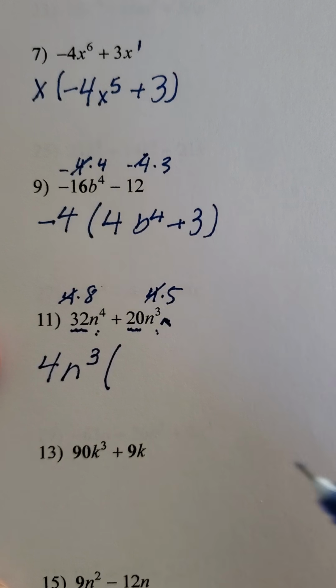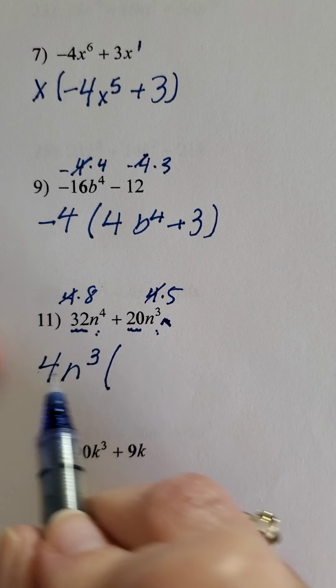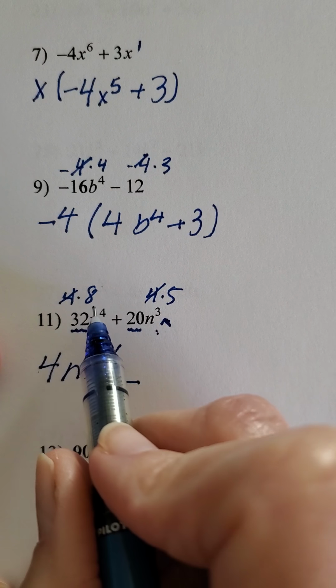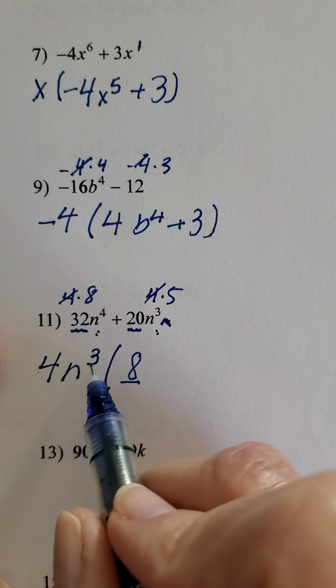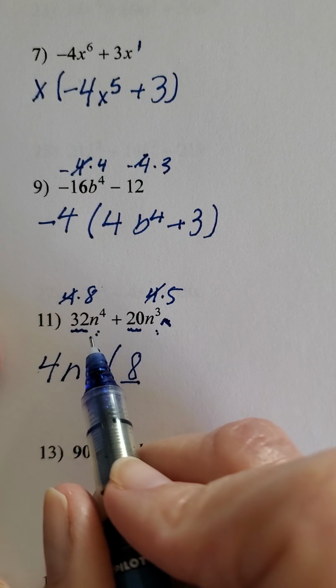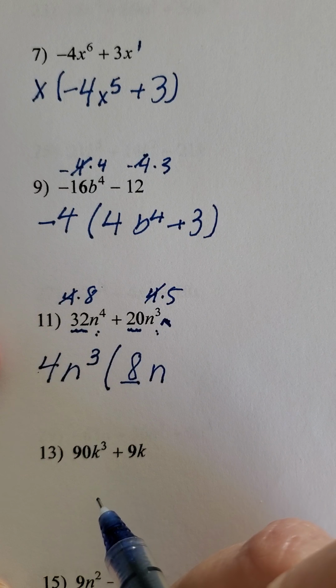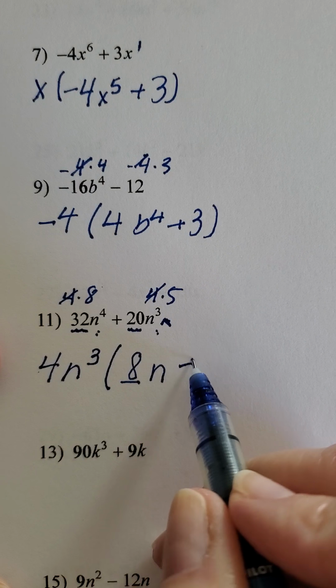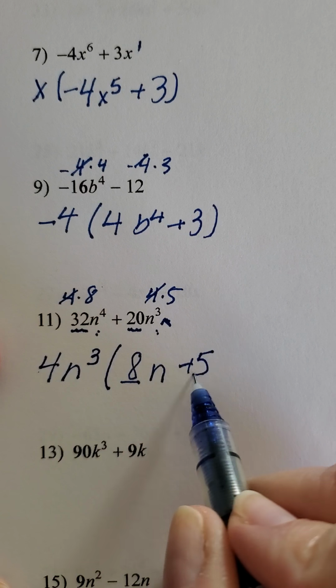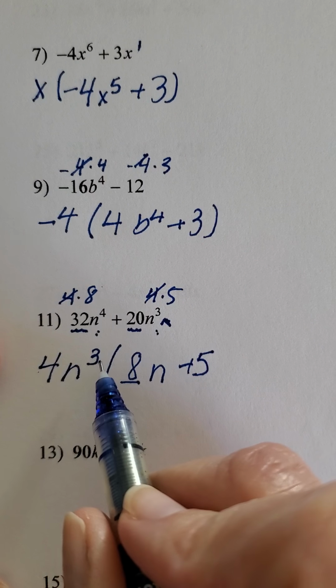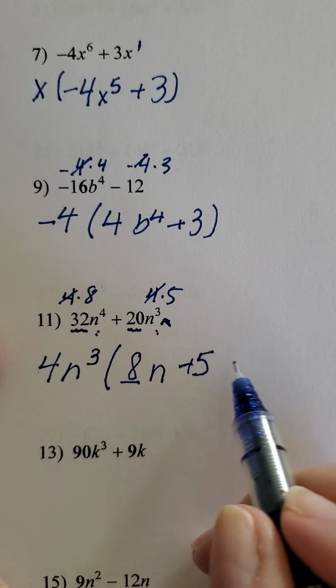Here's maybe a different way to look at this also. 4 times what is 32? 8. N to the 3rd times what would be n to the 4th? That's an n. 4 times 5 would be 20. N to the 3rd times nothing else would be n to the 3rd.